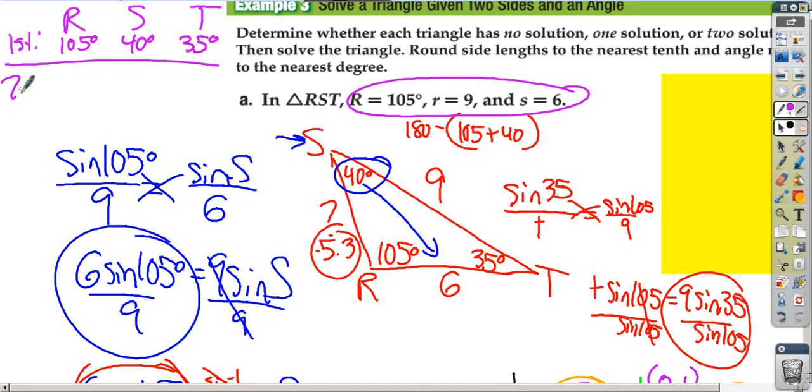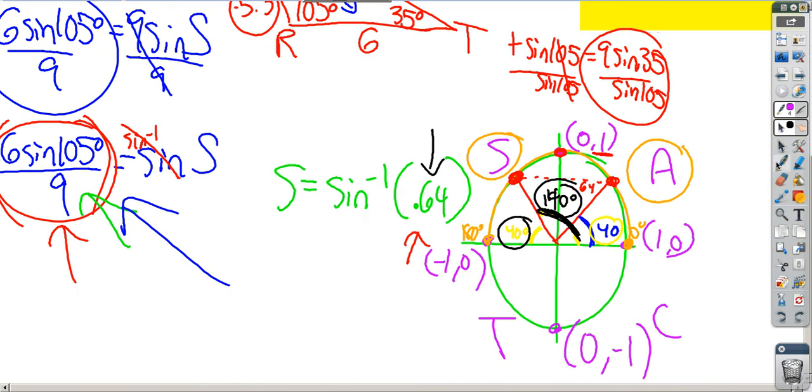If there's a second triangle, we are guaranteed that this is going to be 105. And then we just said that this second angle here is going to be 140. How do we get 140? We did 180 minus that. And why do we do that? Because 180 minus 40 is this black angle right here. It's the other thing that has a sine of 0.64.